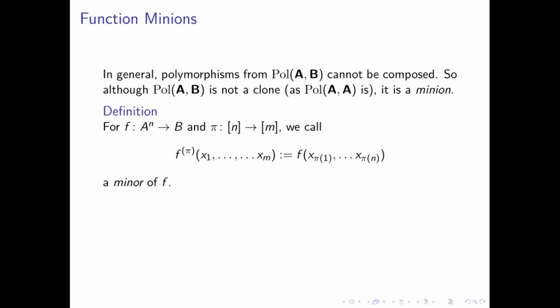Okay, so Pol AB is going to act a little bit differently than Pol AA, which is a clone, but we still will have some structure on Pol AB. In particular, it's going to be what is called a minion.